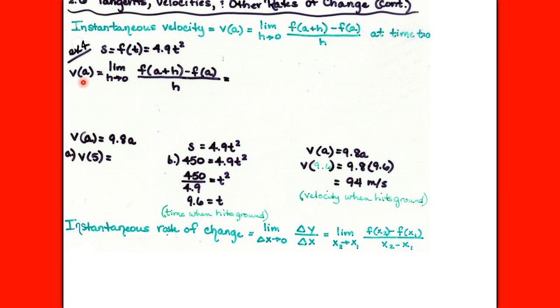So there's that same formula that we worked with yesterday. So this says take a plus h and put it in the place of t in your function. So we're going to come right here and we're going to put a plus h in the place of t in our function. So that would be 4.9 times (a plus h) squared. Then we're going to subtract from that f of a. So that means put a in the place of t in our function. So if we put a right there, that would be 4.9 a squared. Then it says divide that whole thing by h and take the limit as h approaches 0 of that function.